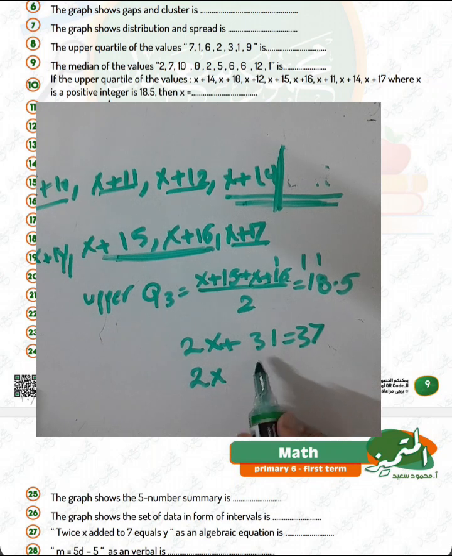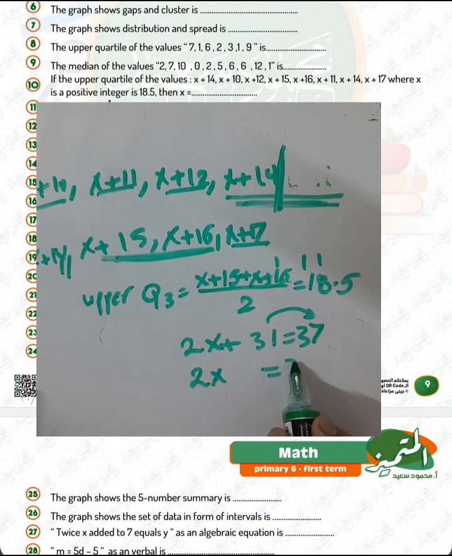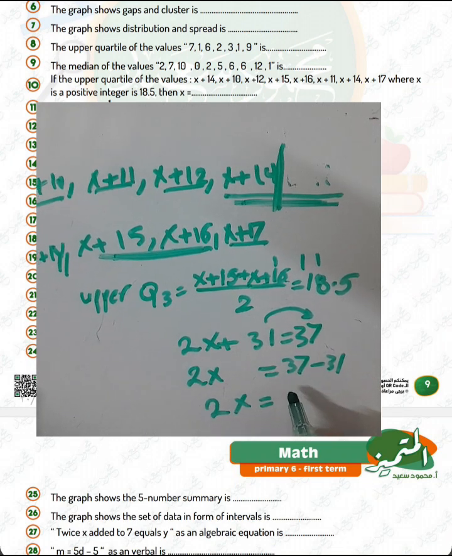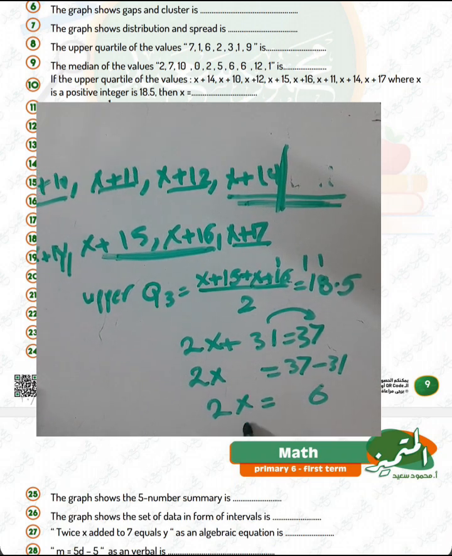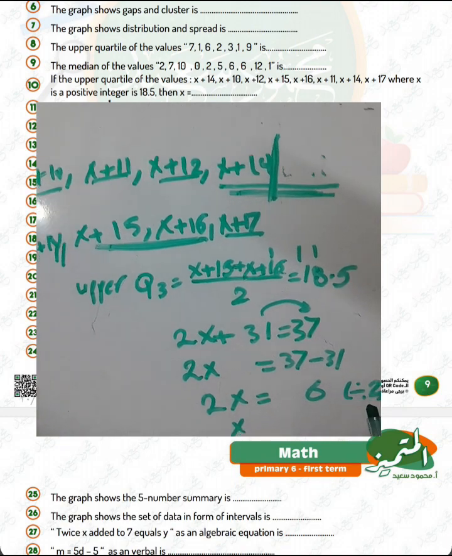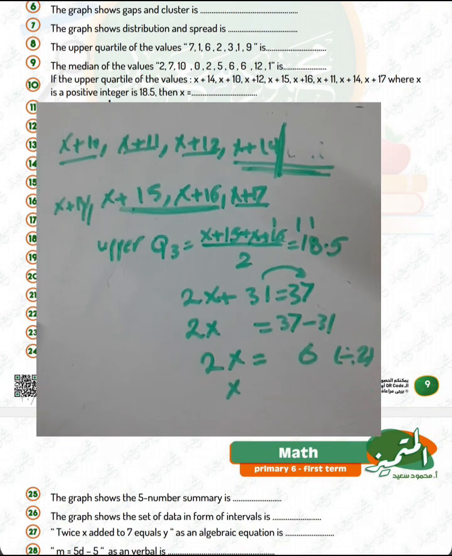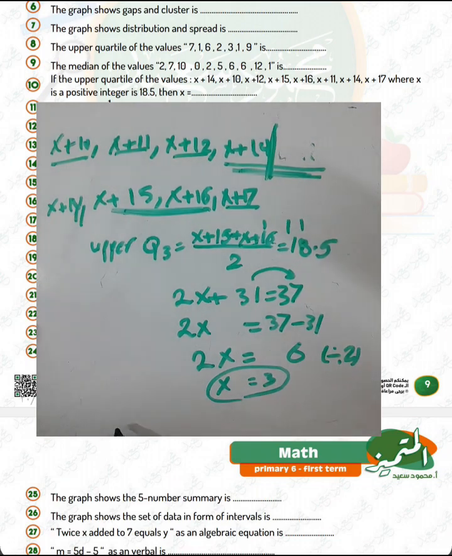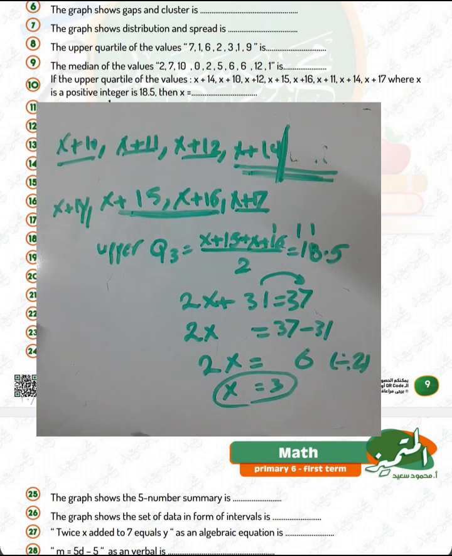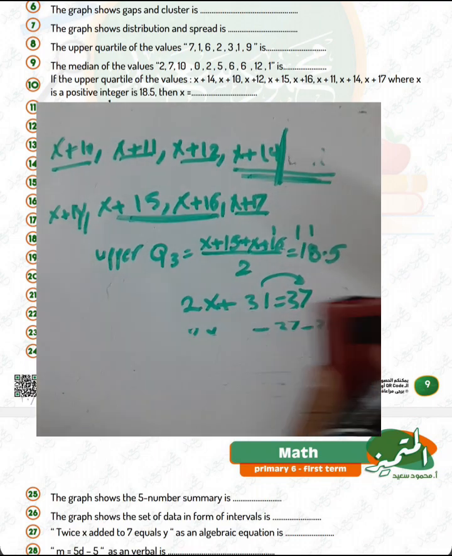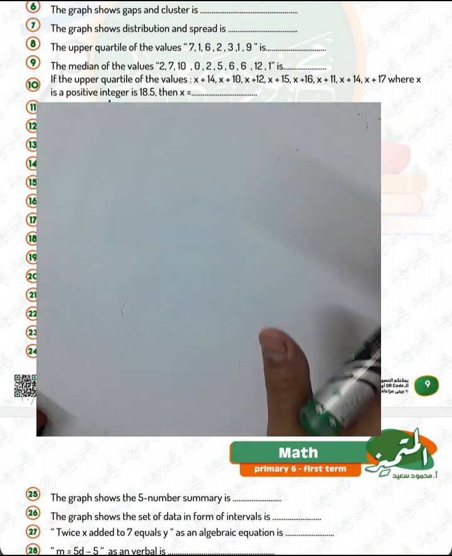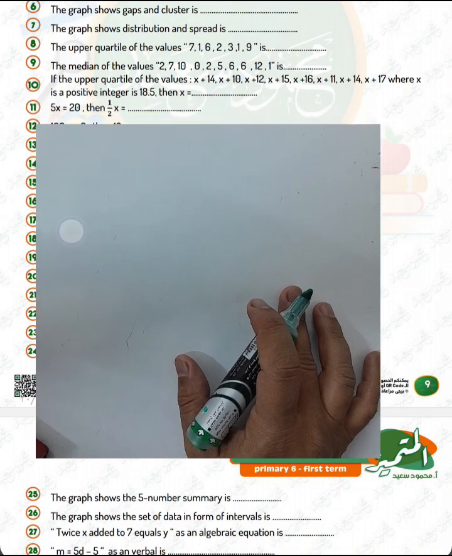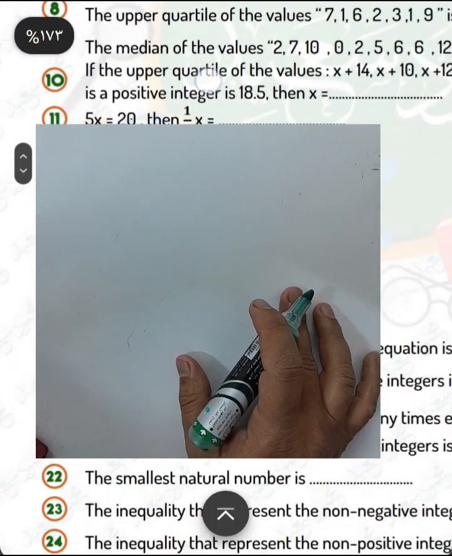You must cancel 31 by moving it from the left hand side to the right hand side: 37 minus 31. Then 2x will be the difference between two numbers, 37 minus 31 equals 6. Then you can divide it by 2 to find the value of x. 6 divided by 2, then x will be 3. Okay, the value of x here will be 3 in this example. Did you understand this example? You must know the steps. You must arrange all the values and choose the upper quartile and set it equal to 18.5, and then use the rule product of extremes equals product of means to find the value of x.